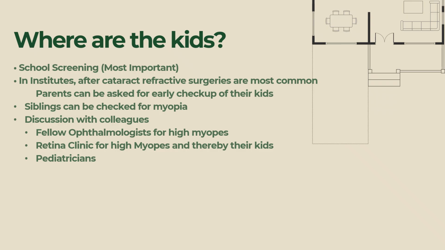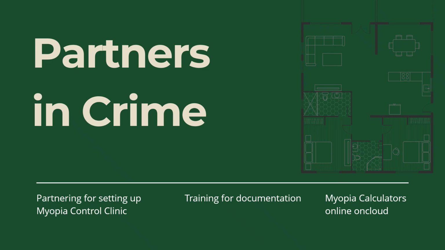If the number of myopes who want treatment increases, your practice is going to increase. There is no doubt about it. And good work has no substitute. If you are doing good work, they will come to you for a second opinion, for a third opinion, even for a primary opinion. If they come to know, even from a newspaper, that myopia is progressing, they will still come to you for an opinion, whether something can be done for their kid or not. So yes, we can be partners in crime.